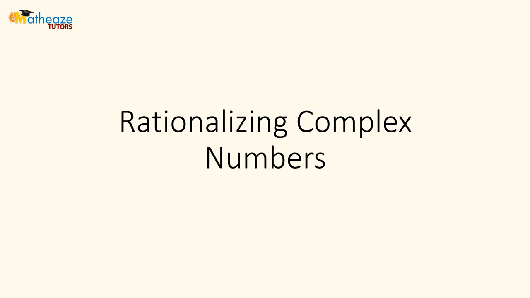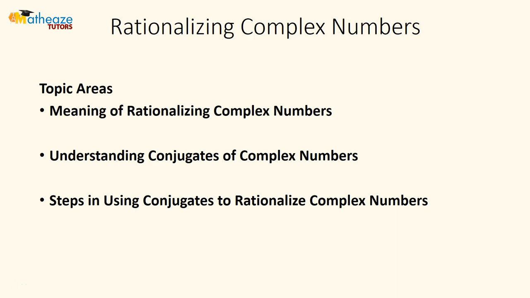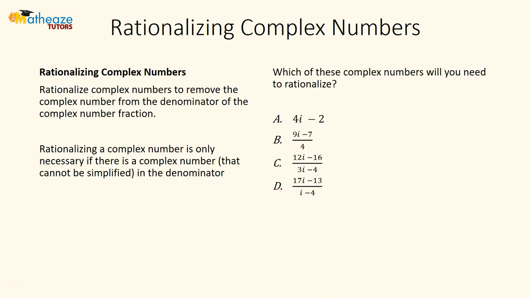In this lecture, we're going to look at how to rationalize complex numbers. To do this, we're going to understand the meaning of rationalizing complex numbers, and understand the conjugates and how we can apply the conjugates in rationalizing complex numbers. Rationalizing complex numbers simply means removing the complex number from the denominator of a fraction. And you only rationalize when you have a complex number in the denominator of a fraction of an expression.